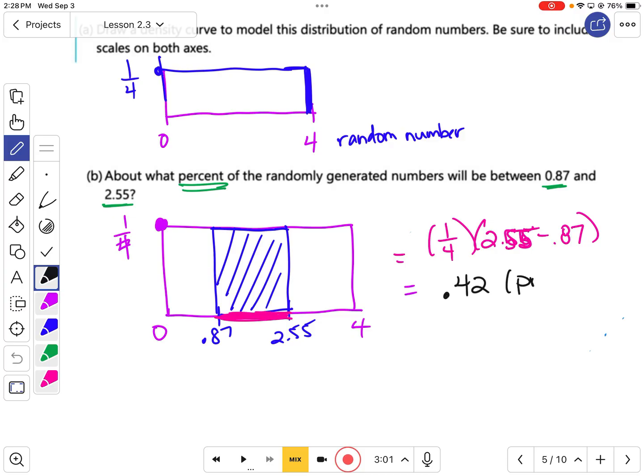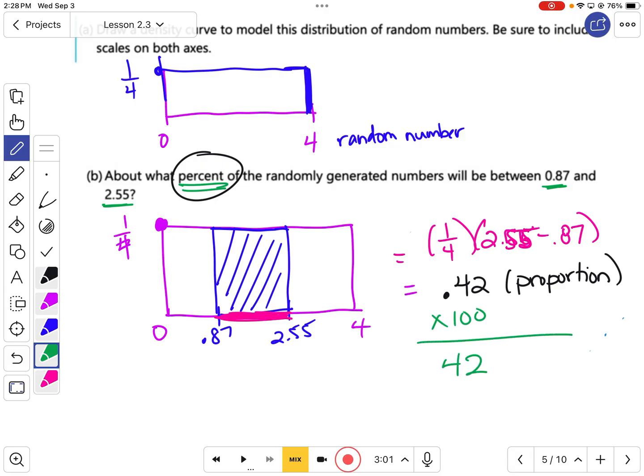This would be what we would call a proportion. But it didn't ask me for a proportion. It asked me for a percent. And the only way to get the percent is to take that decimal and multiply it by 100. So if it says proportion, you'll just leave it as a decimal. If it says percent, you'll multiply it by 100.